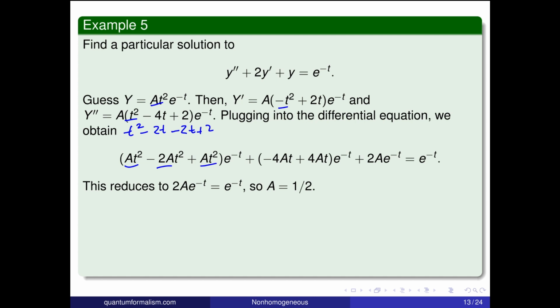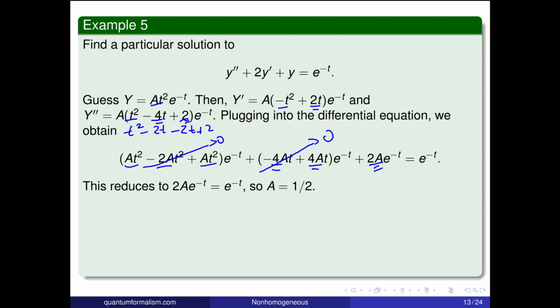Then we've got minus 4a t e to the minus t coming from the second derivative, and positive 4a t e to the minus t coming from 2 times the first derivative. And once again, both of these terms are going to cancel out. And we're just left with 2a e to the minus t, that term coming from the second derivative.